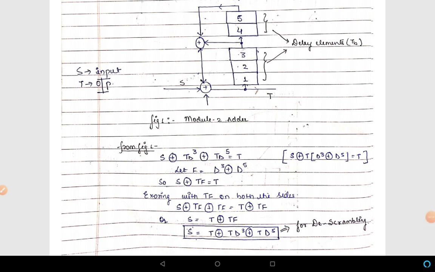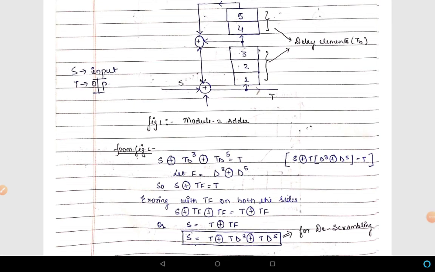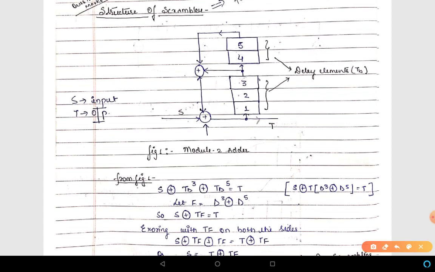Now we will try to understand how these scramblers are basically designed. Given here is the structure of a scrambler, and we will try to design the corresponding descrambler. The scrambler will be present at the input on the transmitter side, while the descrambler will be present at the receiver, at the other user end. S is the bit which is to be scrambled, this is the scrambler device, and T is the output, which is a randomized sequence.